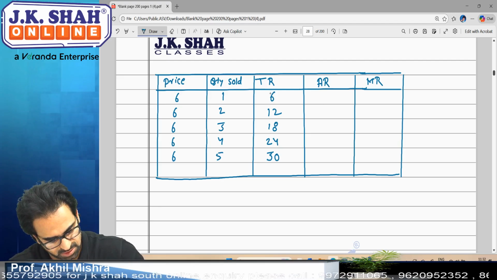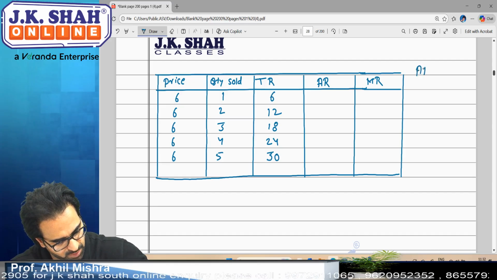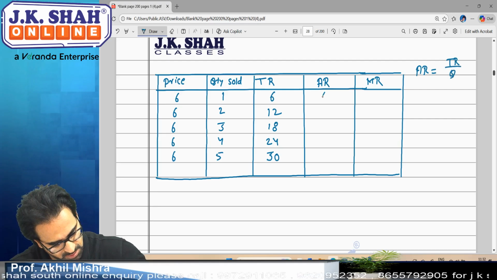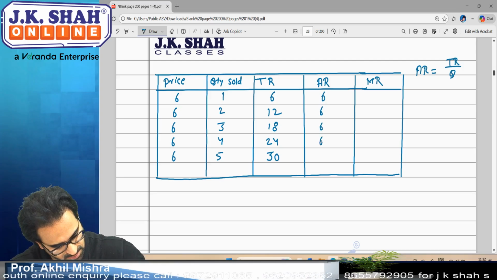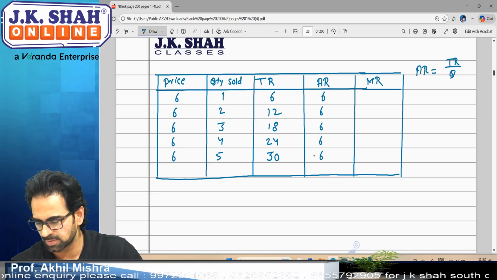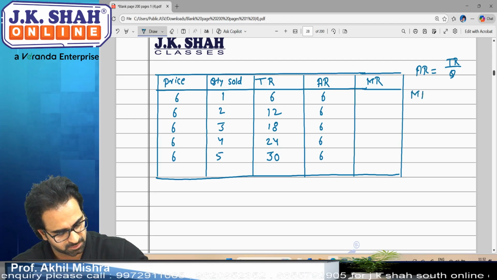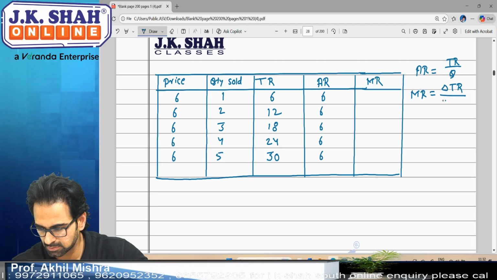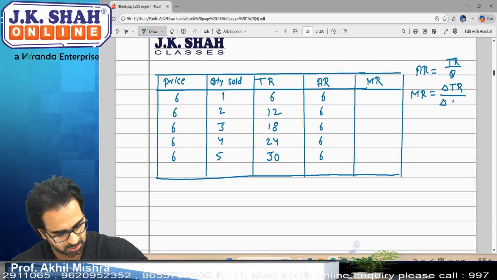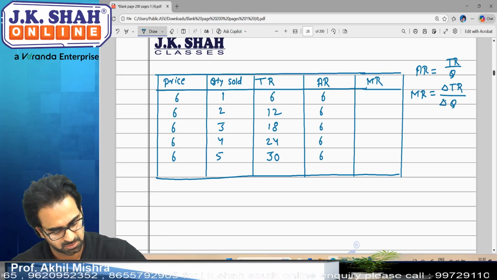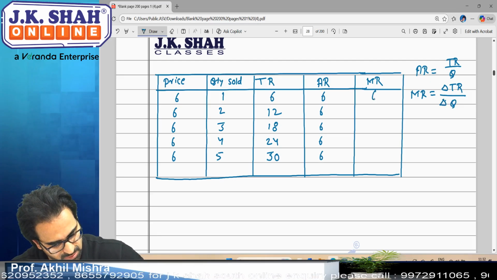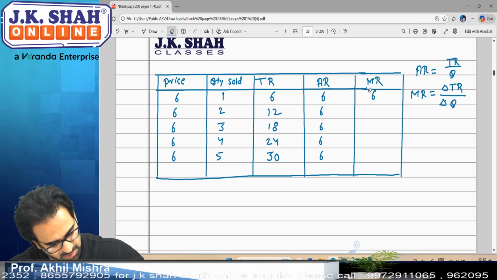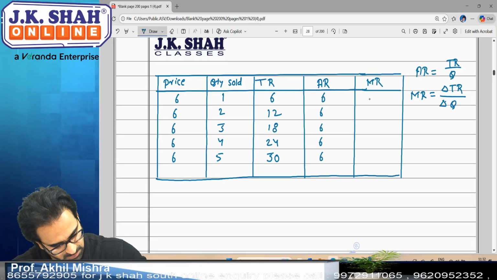Average revenue. AR is what? I gave you the formula before. TR by Q. 6, 6, 6. Get me? Marginal revenue I have given you. Change in TR by change in Q. So difference between two TRs as we explained. 6. So for the first you cannot calculate. 6.